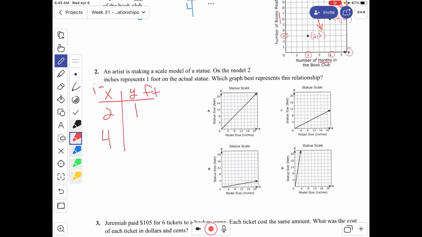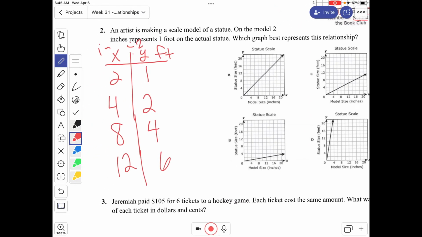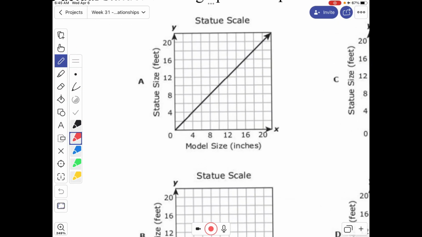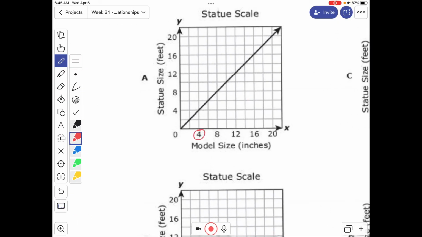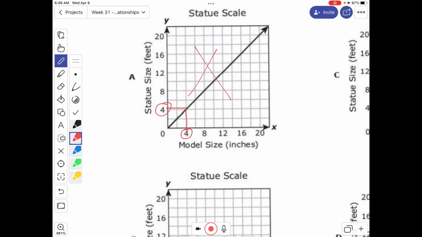So 4 inches would be 2 feet. They're just dividing by 2. So if we had 8 inches, that would be 4 feet. 12 inches, 6 feet. And if you have a little T-chart, then you can start looking at the graphs and see which one matches the T-chart. For example, if I go over on A, over 4, it goes up to 4. Well, that wasn't in our T-chart, so it can't be that one.